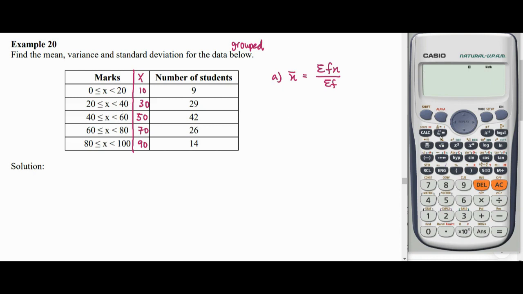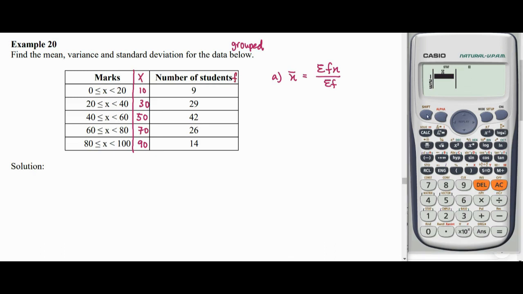So we will key in our calculator. We're going to find our mode, then statistic, take up one variable. So notice that this x will represent our midpoint. Then this midpoint represents the class. Then number of students will be our frequency.